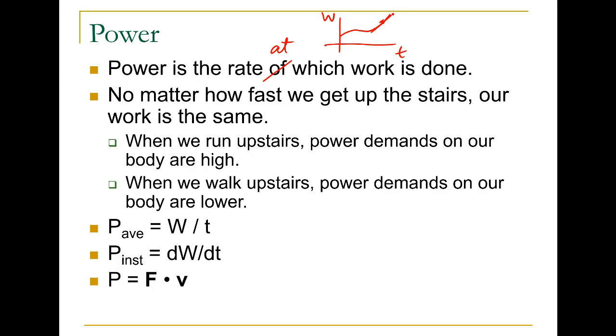Okay, so if I had a graph of work versus time, and I wanted the power at a certain point, I would take the slope. dW/dt would give me the power. Okay, so the limit as dt goes to 0 of the slope.